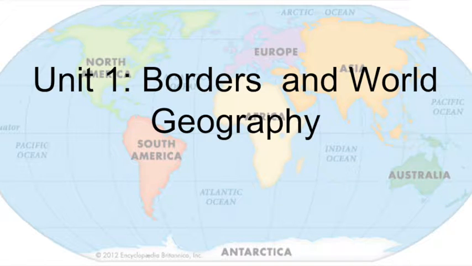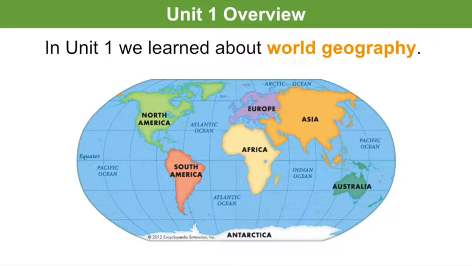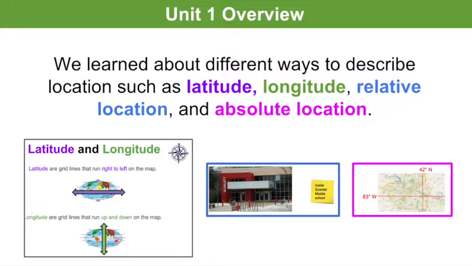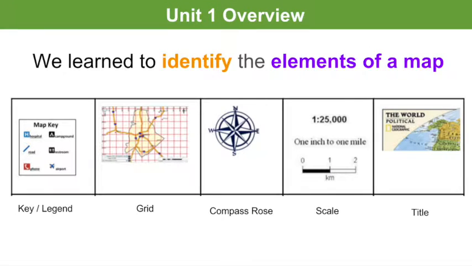Unit 1: Borders and World Geography. In Unit 1, we learned about World Geography. We learned about different ways to describe locations, such as latitude, longitude, relative location, and absolute location. We learned to identify the elements of a map.